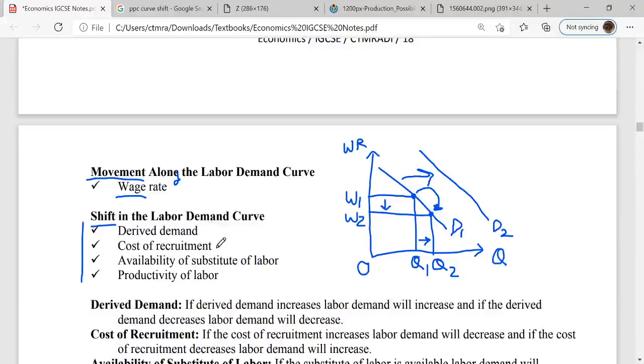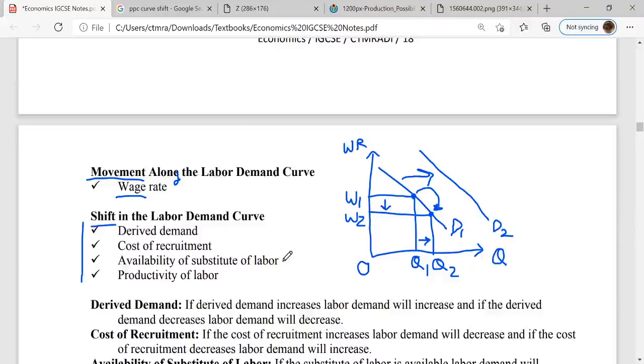Okay. Then cost of recruitment. If cost of recruitment is high, then demand for new labor will fall, but demand for existing labor will increase, because you don't want to lose your existing labor, because recruiting is very expensive. Okay. And then availability of substitutes for labor. Machines or robots are substitutes for labor. So if substitutes like machines become cheaper or available, then demand for labor will fall. Firms will switch to machines instead.